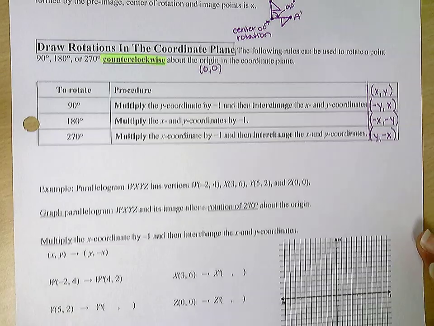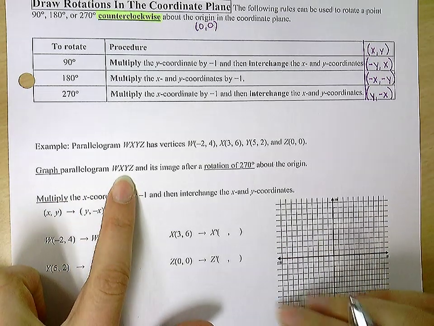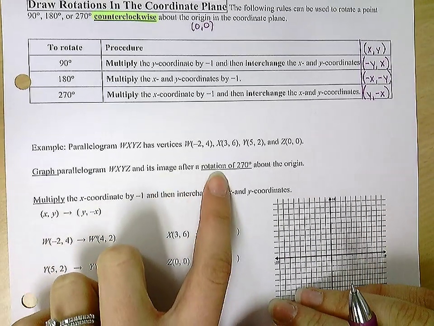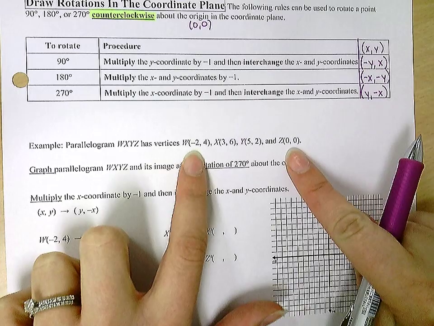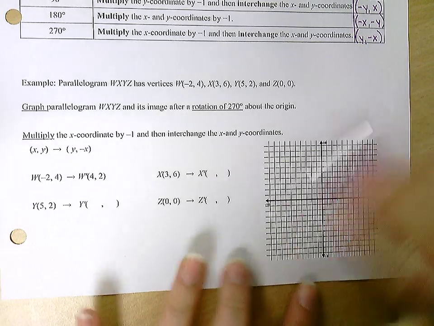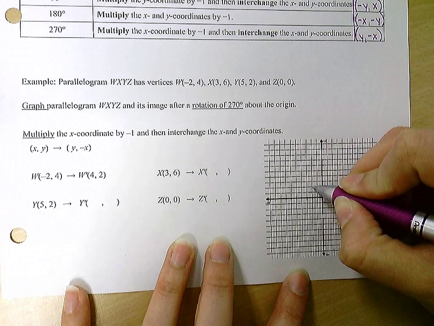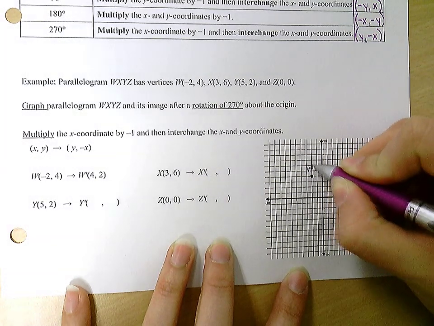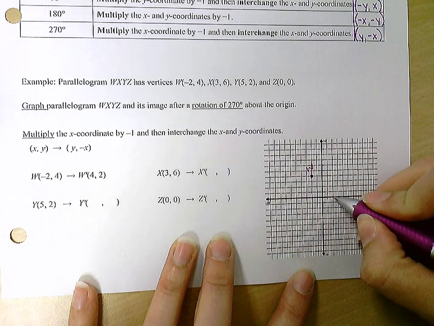So we're going to go through an example at the bottom. We have parallelogram WXYZ with the following vertices. We want to graph that parallelogram and its image after a rotation of 270 degrees about the origin. We want to first graph all of these points to create our parallelogram. On our graph, W is at (-2, 4), so left 2, up 4. That would be point W. Point X is at (3, 6).